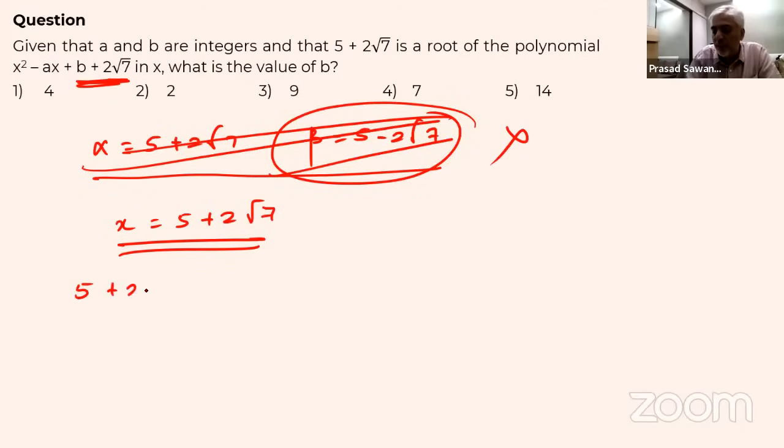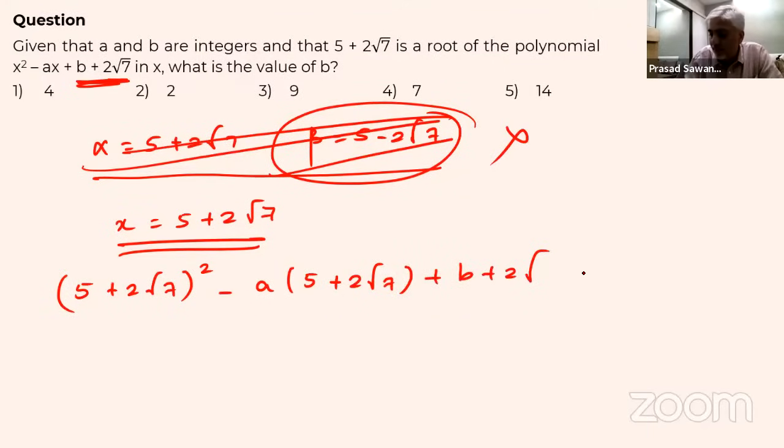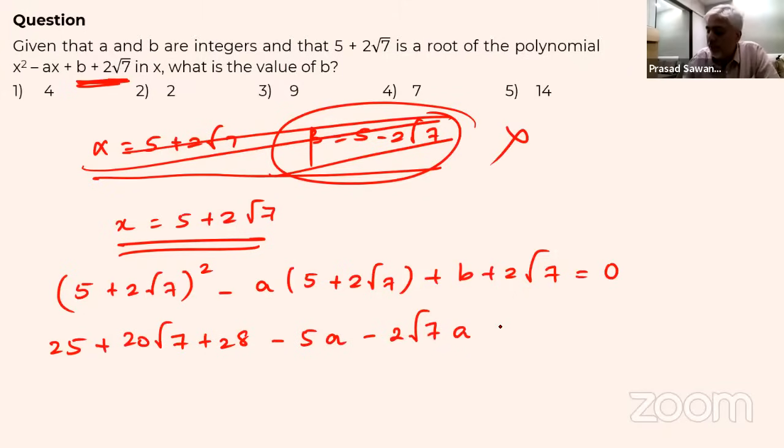So you will get 5 plus 2 root 7, the whole square, minus a into 5 plus 2 root 7, plus b is equal to 0. So when I put x as 5 plus 2 root 7, I should get 0. Expand this will give me 25 plus 2 5s are 10, 10 2s are 20 root 7 plus 4 7s are 28, minus 5a minus 2 root 7a plus b is 0.